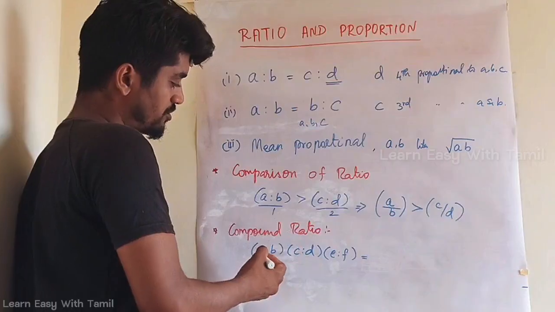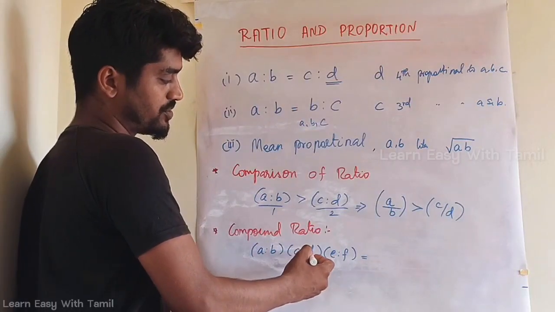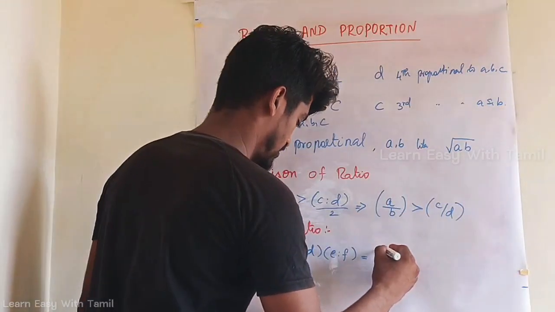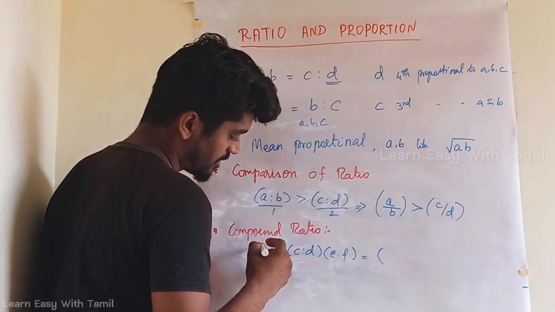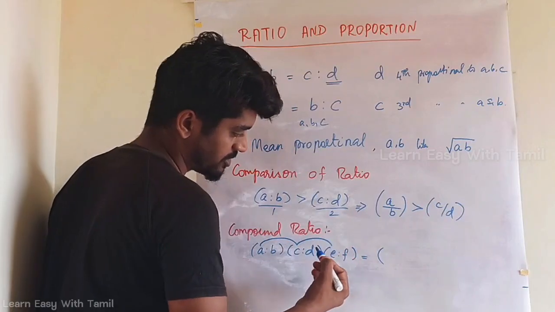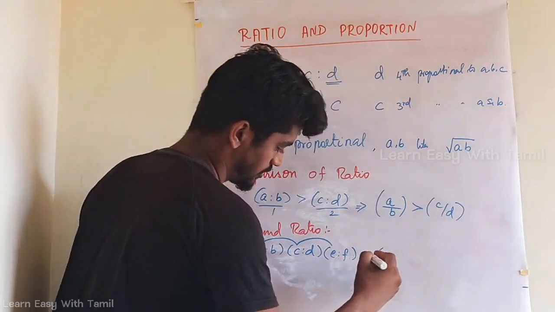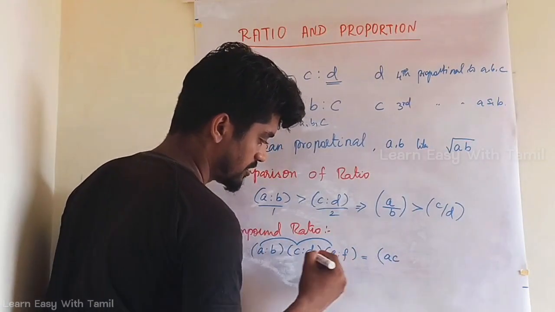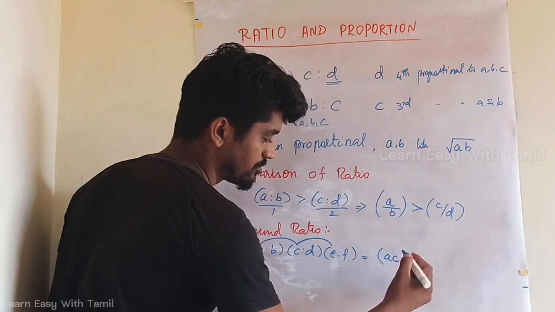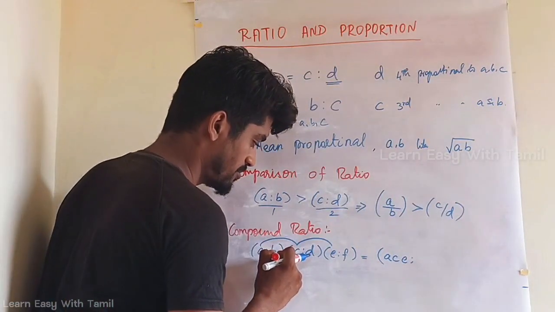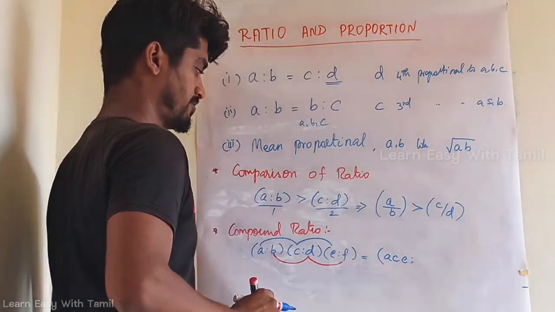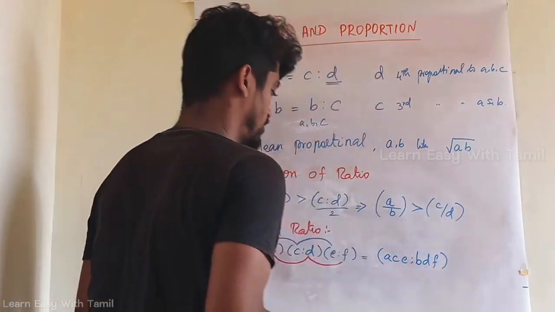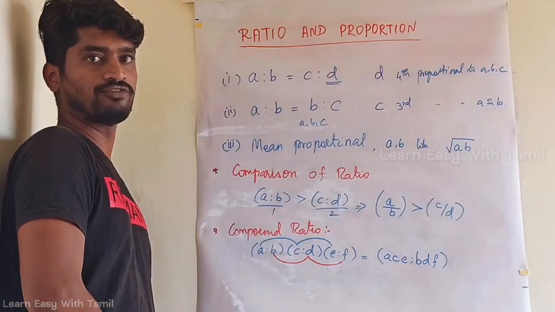In compound ratio, the given is A is to B, into C is to D, into E is to F. We have to multiply all the left-hand side terms of the ratios and write A multiplied by C multiplied by E is to the right-hand side, B, D, F. This is the compound ratio format.